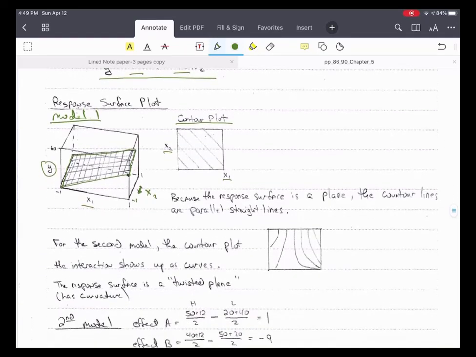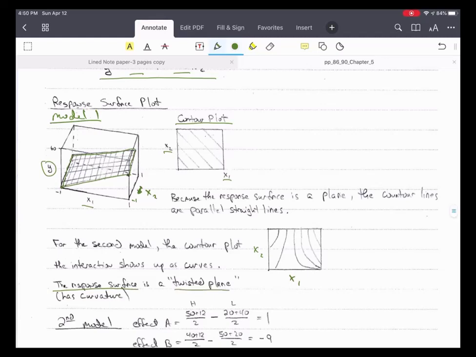For the second model, I couldn't quite draw the response surface plot well. Take a look at the book. It's a curved surface, so even more difficult to draw. And for their contour plot, again x1, x2, now instead of having straight lines, you've got curves. And that's because the response surface is a curved or twisted kind of plane.